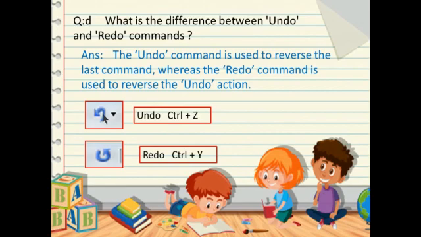You can just use these icons. They are there on the quick access toolbar of your Windows screen. Just click it and within a second you can use it, or you can use Ctrl plus Z, the short key for undo, and Ctrl plus Y, the short key for redo. Redo is also called repeat.